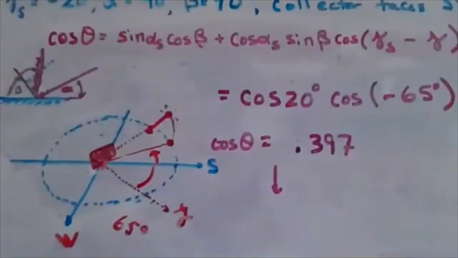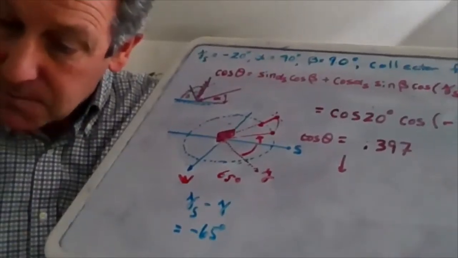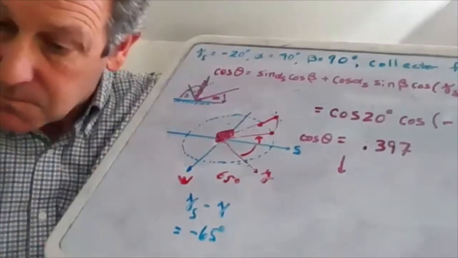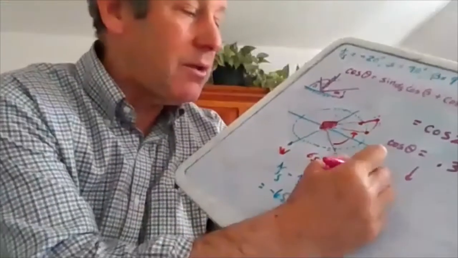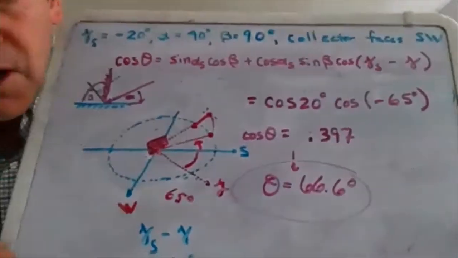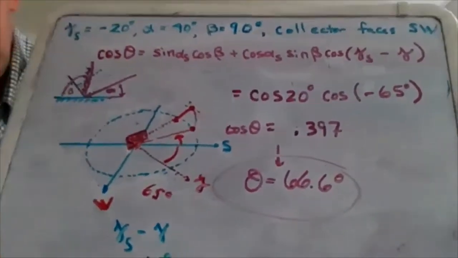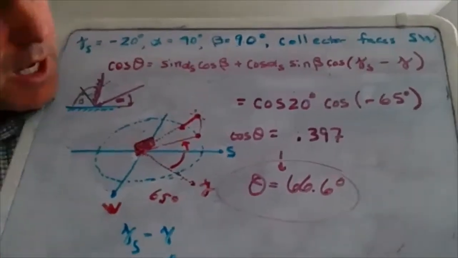Okay, my calculator for that term gave me about 0.397. So I've got the cosine of my angle of incidence equal to 0.397. Working that out on my calculator, I got an angle of incidence of 66.6 degrees. Now actually I think that one's a little bit easier to make sense of. We're off by 65 degrees horizontally, and then we've got a little bit of elevation, which makes a difference in that 66.6 degrees. So in sum, that's the math.